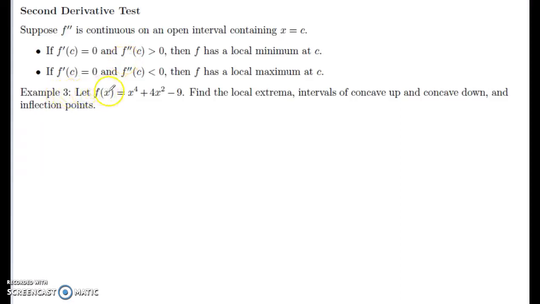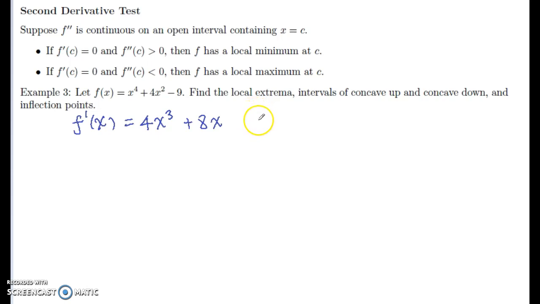Example 3. Let f of x equals x to the 4th power plus 4x squared minus 9. Find the local extrema, intervals of concave up and concave down, and inflection points. So, in order to find local extrema, we will take the first derivative. f prime of x equals 4x cubed plus 8x.